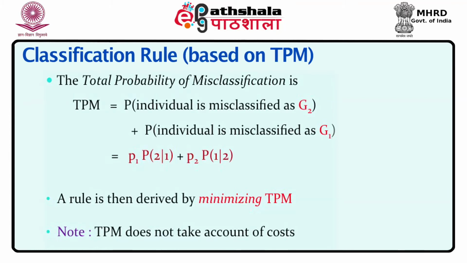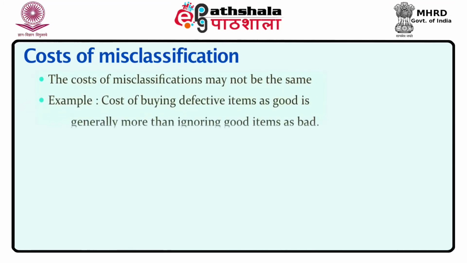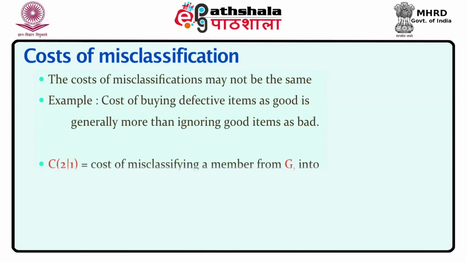However, the TPM does not take account of the costs of misclassification. Now, the cost of misclassification is important. Let's look at an example of this. This cost may not always be the same. For example, when you go and buy some item, if you buy a defective item thinking it is good, but it is not, you have a certain cost associated with this. But if you don't buy a good item thinking that it is bad, probably the cost is much lower. In the first case, you have spent money on something which is not good. In the second case, you could have bought something you like, but you have forgone it, assuming that it is not good. So the costs of these two are very often not equal. So there has to be a cost associated with the two types of misclassifications.